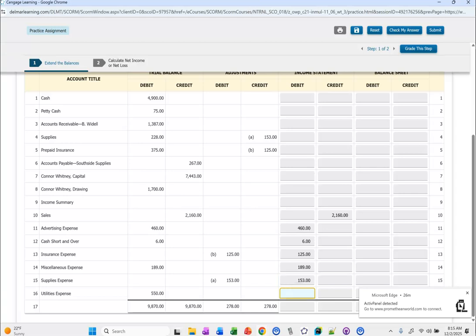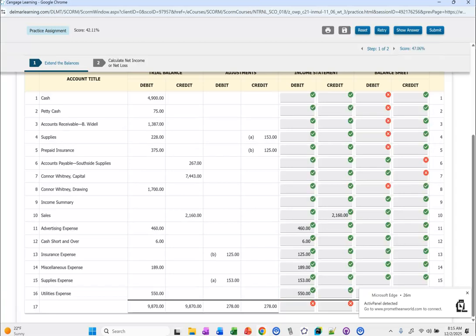Spent a lot on utilities. Let's check our answer. Okay, so we did that column correctly. So far so good? All right, now let's transfer over our balance sheet columns. So the things that weren't in our income summary are going to go into the balance sheet.